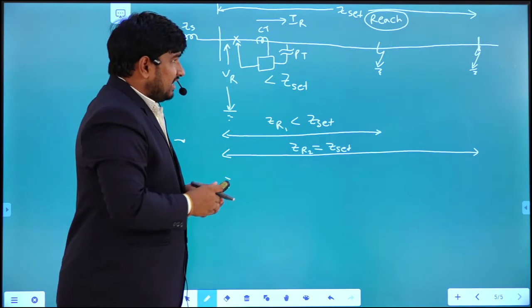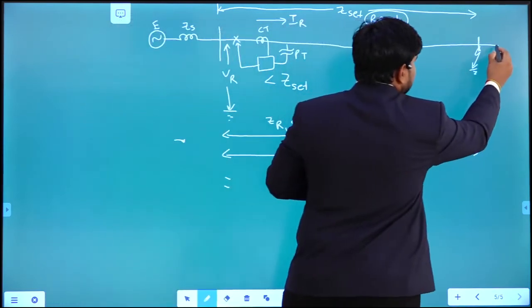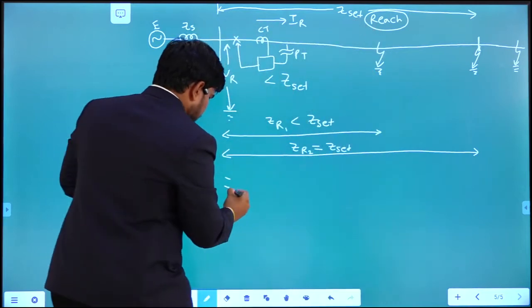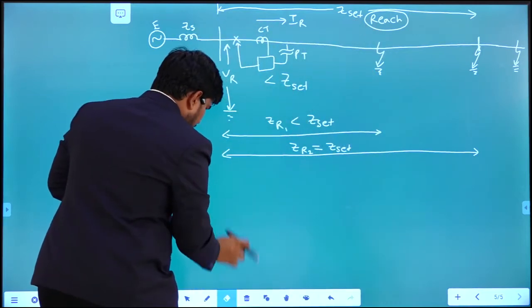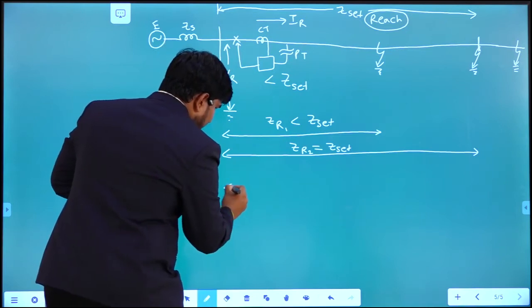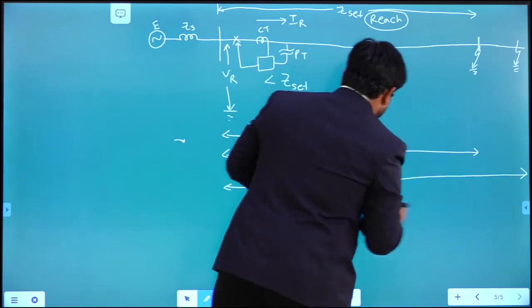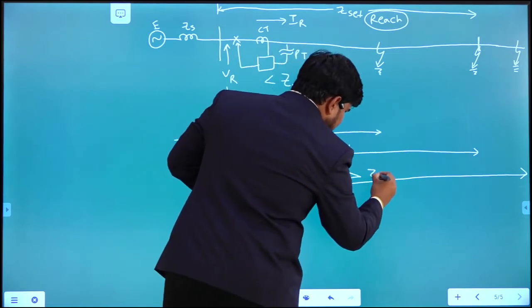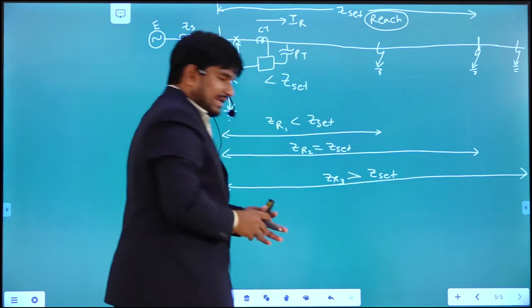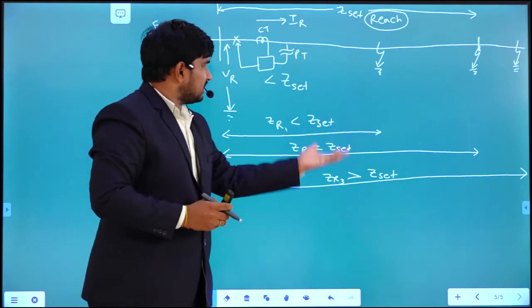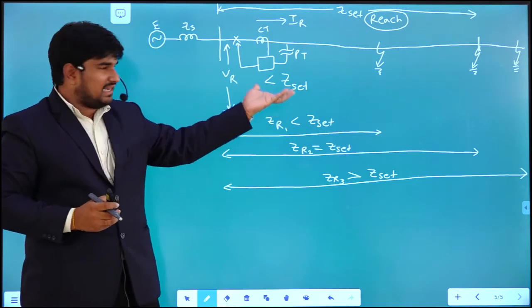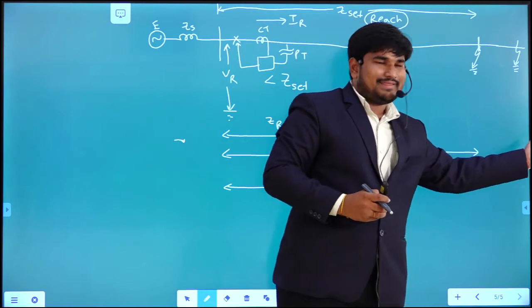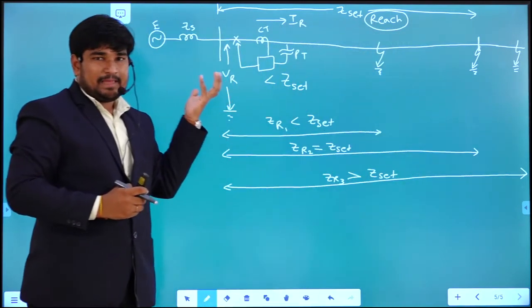For example, if any fault has occurred after this point, after the reach, now what happens? So here the amount of ZR3 is greater than Z set. So that's why the condition has not been met, right? That's why the impedance relay will not sense this fault.